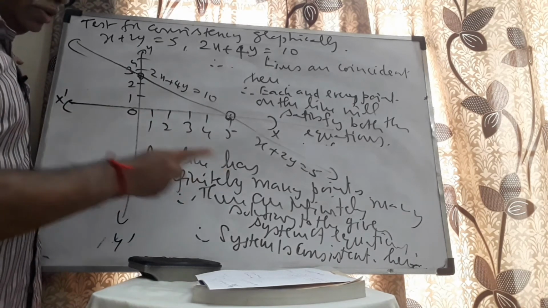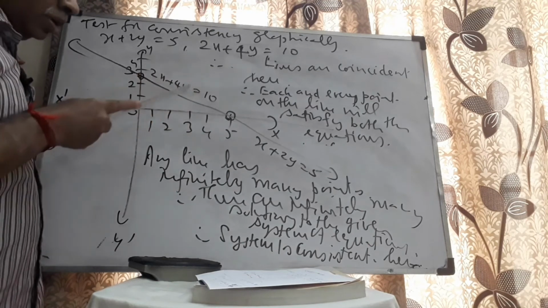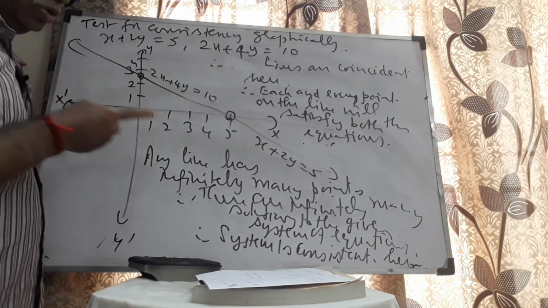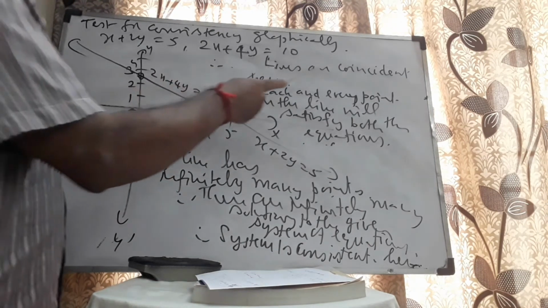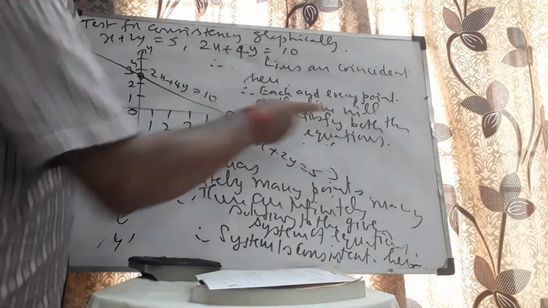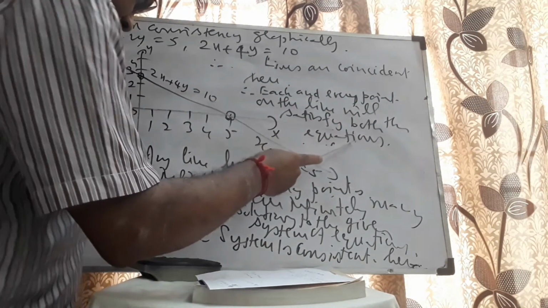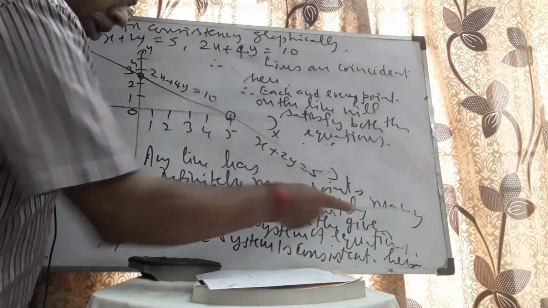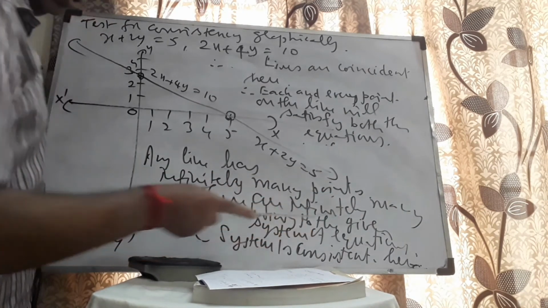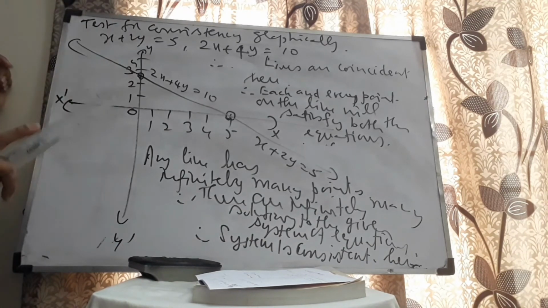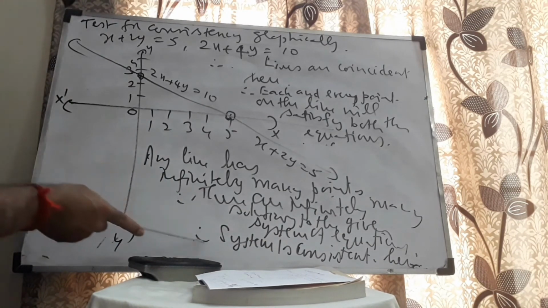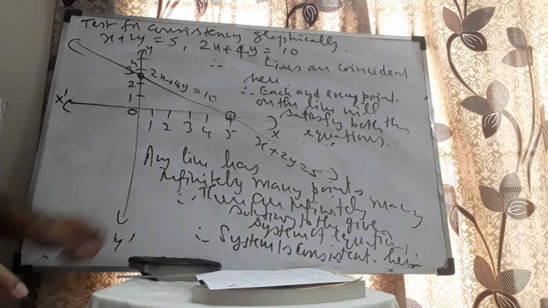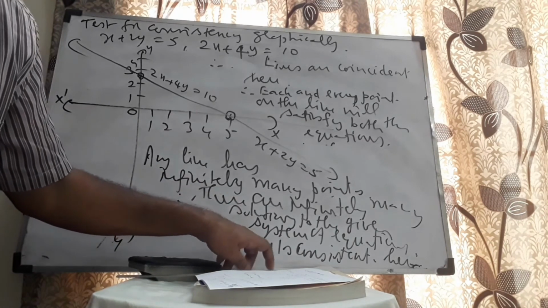Now both the equations represent the same straight line. The lines are coincident here. Each and every point on the line will satisfy both the equations. Any line has infinitely many points. Therefore, there are infinitely many solutions to the given system of equations. If there is at least one solution, system is said to be consistent. Therefore, here the system is said to be consistent.